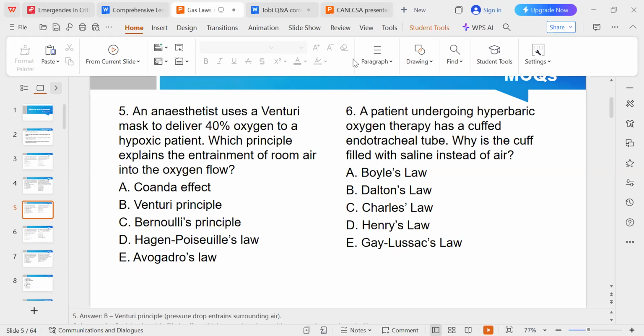Boyle's law states that at a constant temperature, the volume of a gas is inversely proportional to the pressure applied to it. So in this case, if you use saline to fill the cuff during the hyperbaric therapy, this will avoid the volume changes. Yes, you're right. Because in hyperbaric chambers the pressure is high, if you use air, the volume of the air will be reduced, and you can have a cuff collapse. Okay, good attempt.